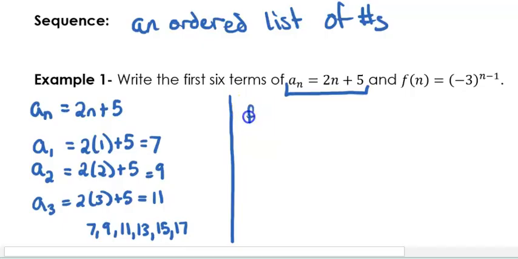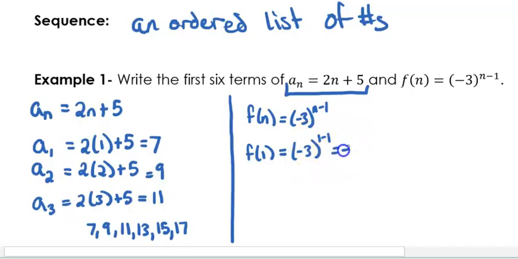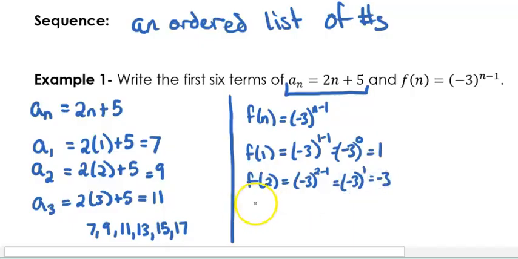All right, so if we look at this other notation, this is function notation here. And very similar, if I want to find the first term, I plug in 1 for n. N just tells you which number of term you're on. So you get -3 to the 0, which is just 1. So for the second term, I plug in 2. 2 minus 1 is 1. So I have -3 to the 1 power, which is -3.